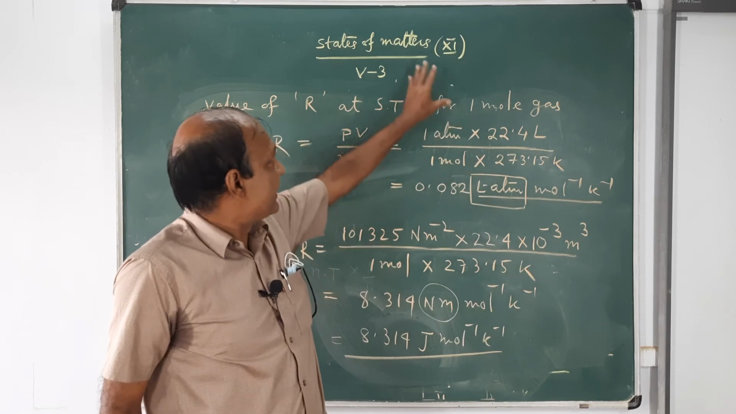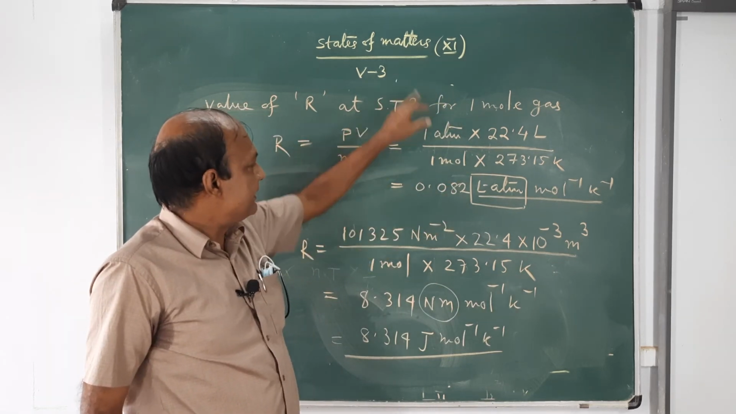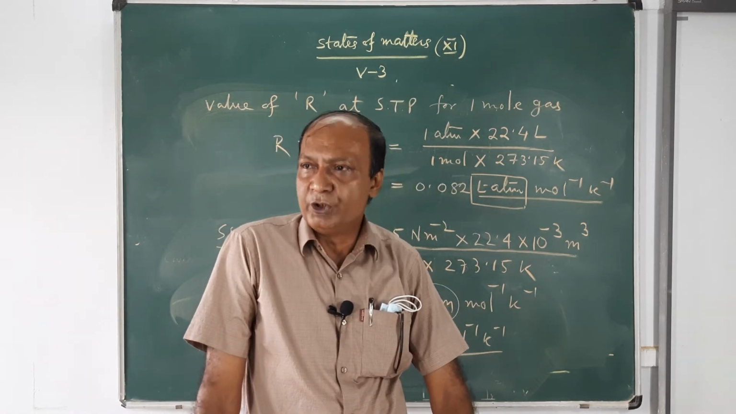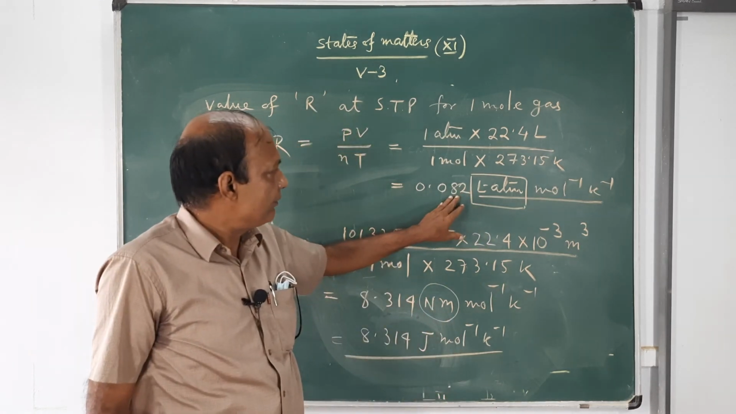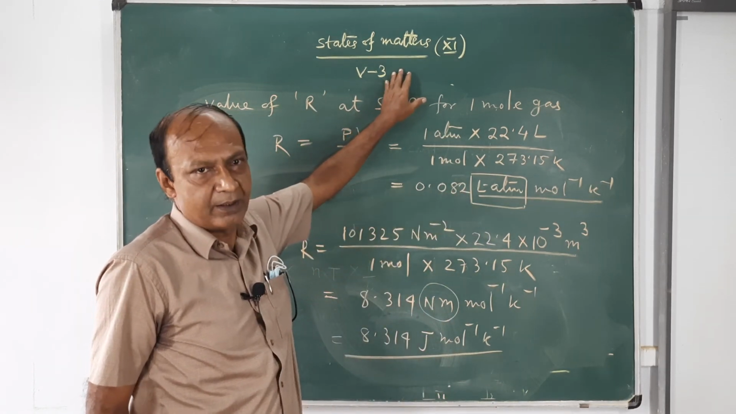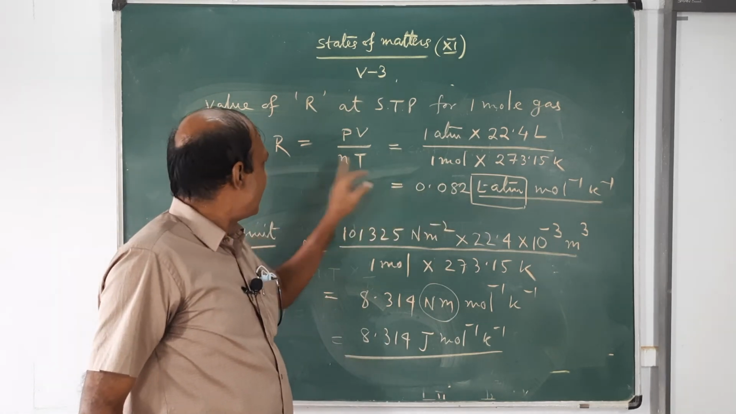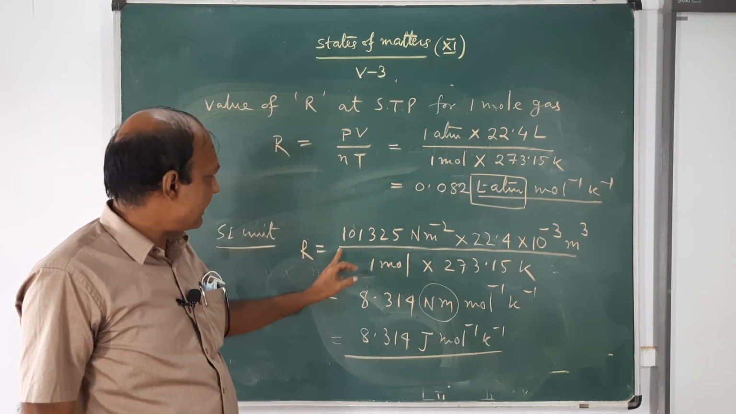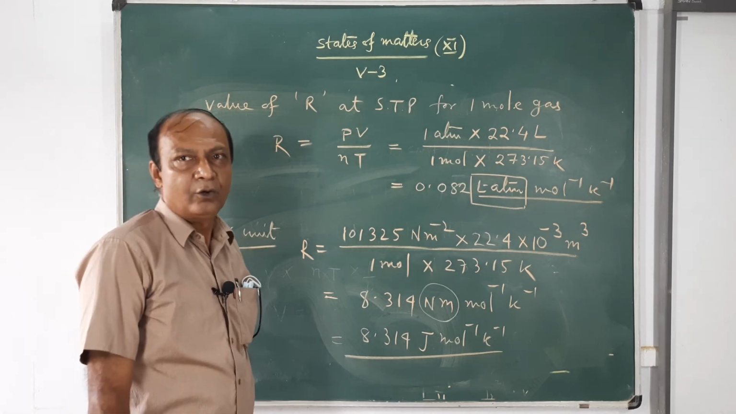But in the states of matter chapter, you will mostly use the other value, because in this chapter it is mostly handled with volume in liter and pressure in atmosphere. That's why this unit will be mostly used in this chapter. Now we have seen the two values of R, at STP and in standard unit. There are two values of R. Okay.